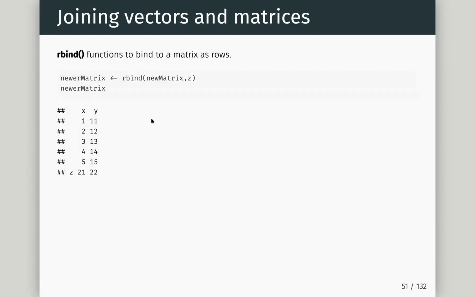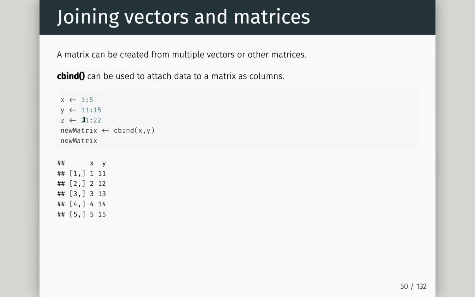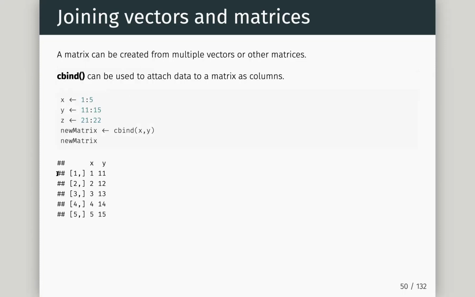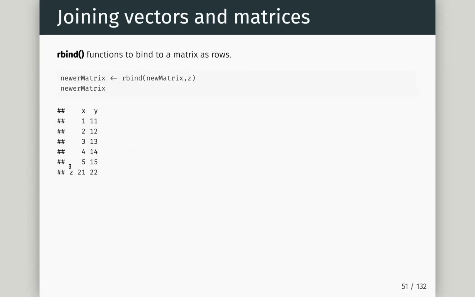rbind is a row bind. So this is column bind. This is now row bind. If I want to add another row, in this case at the bottom, I can put Z after our matrix. And here it's going to row bind this Z onto the bottom of our matrix. And that was just 21 and 22. Notice that because we've got a vector called X and a vector called Y, when we cbind them, you can see you've got a column name here as well. We'll talk about that in a second. Here we have a row name of Z.